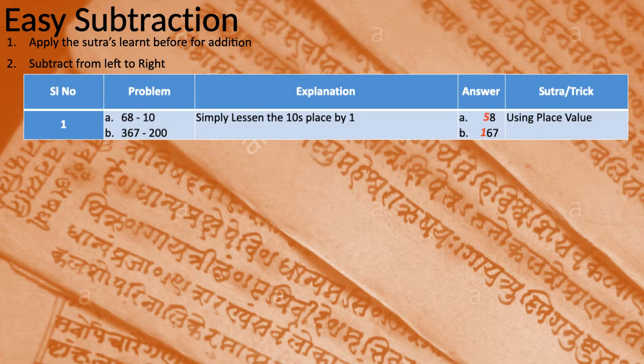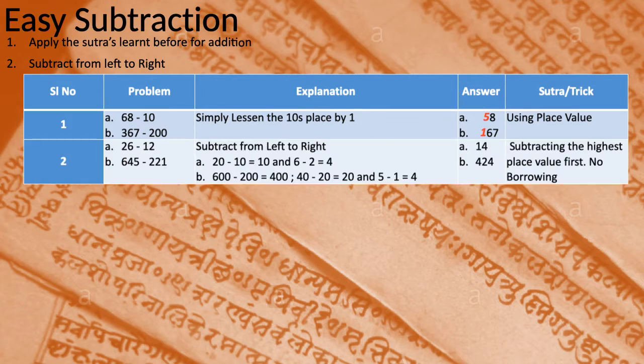Let's look at another example. 367 minus 200. So we have to take out 200, right? So from the hundreds place, we lessen it by 2. 3 minus 2, it becomes 1. So the answer is 167. You can use this place value subtraction for all the problems. Let's look at a little more difficult problem.